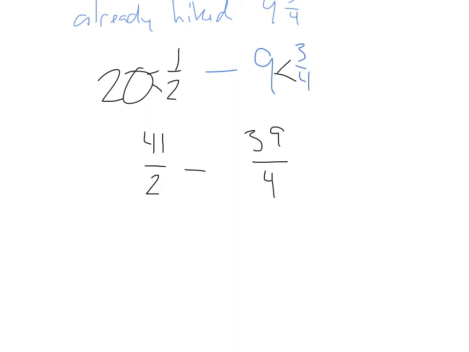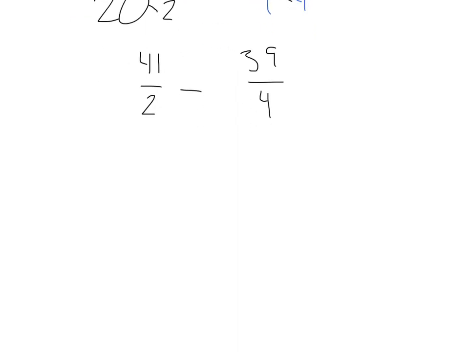Do they have like denominators? No, they do not. So what do I have to do? I need to get the least common denominator between a 2 and a 4, also known as the least common multiple. So I'm going to make this one have a denominator of 4, and I'm not going to change the other one at all, so it's 39 over 4.